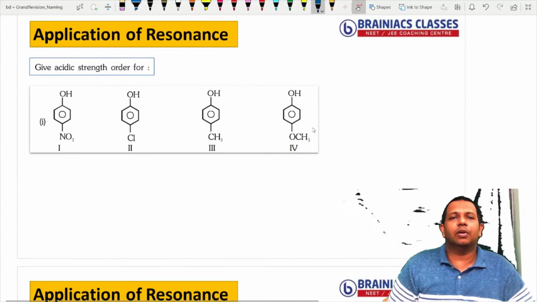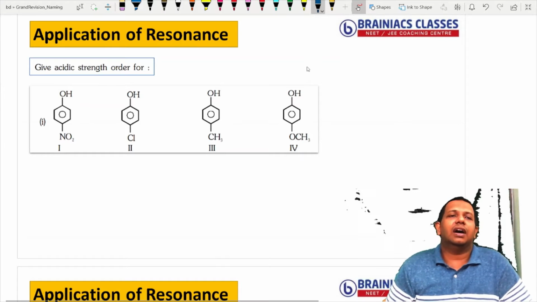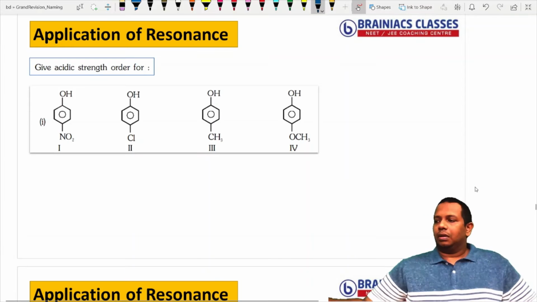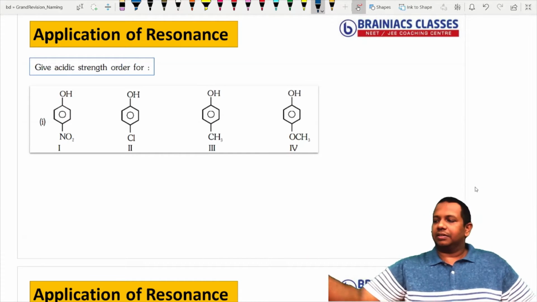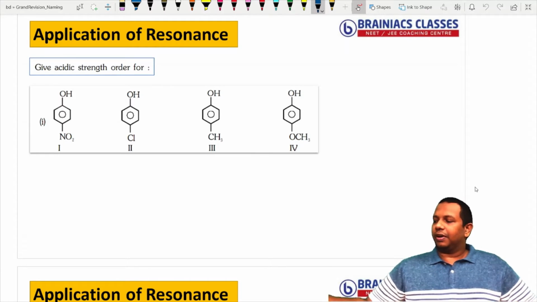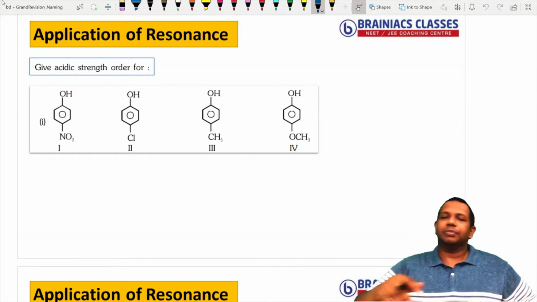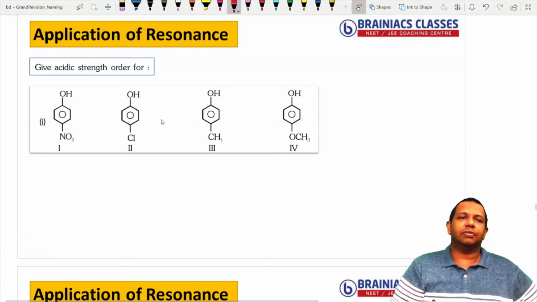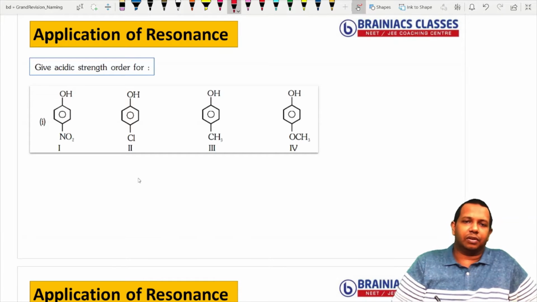Okay, let's go to the next application, that is acidic strength. How to determine the acidic strength of various compounds. We need to find it out. So how can we find the acidic strength? Anybody have any idea? Can anybody tell? We have done this earlier, so the methodology remains the same, but the way we apply it will be different. Here, if you see, they are asking which among the following gives the acidic strength order, in decreasing order, that we need to identify.